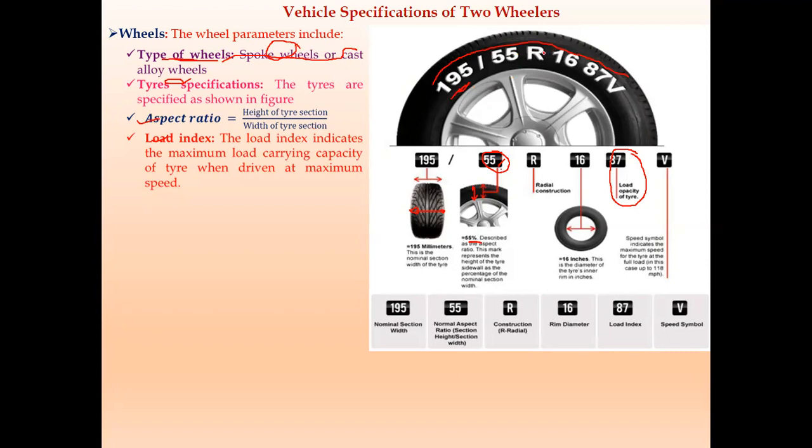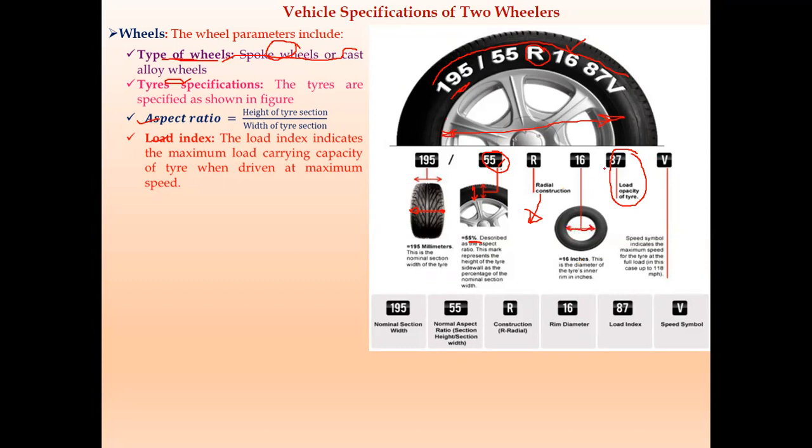Next parameter is this R. R is called the construction. That is which type of tire construction is there. So here R represents radial construction. Next, this 16 represents the diameter of the tire, that is the inner diameter. So inner diameter of the tire is in inches. That is 16. So 16 inches is the inner diameter of the tire.